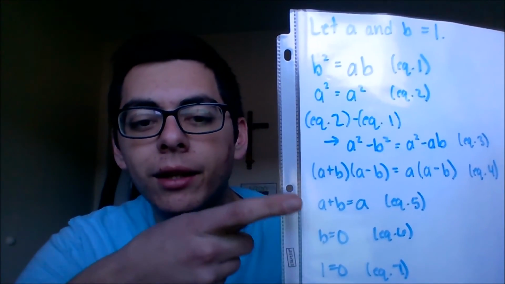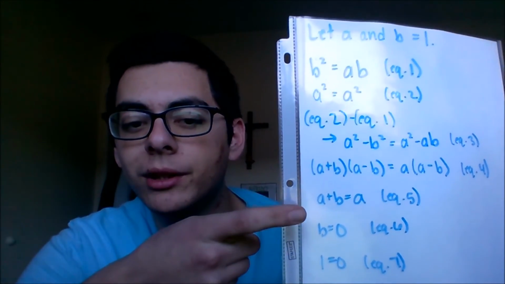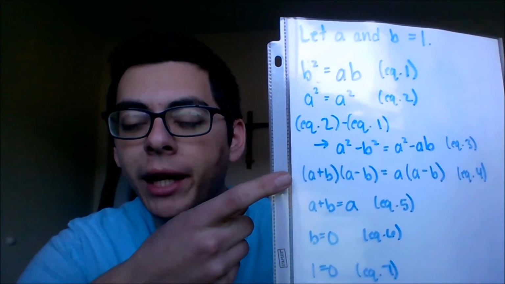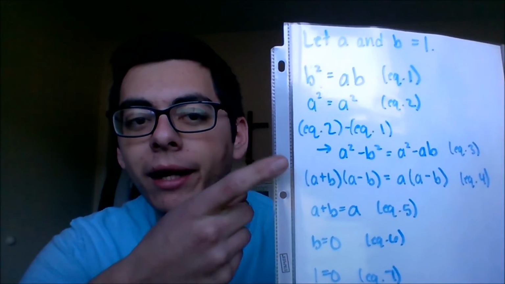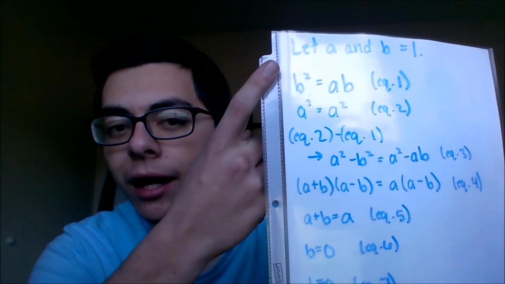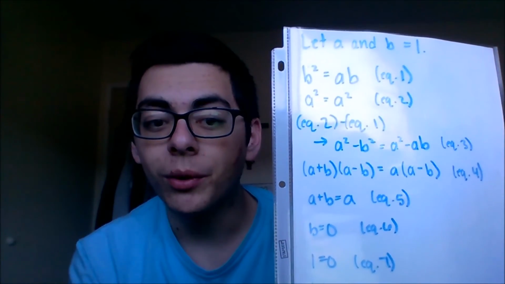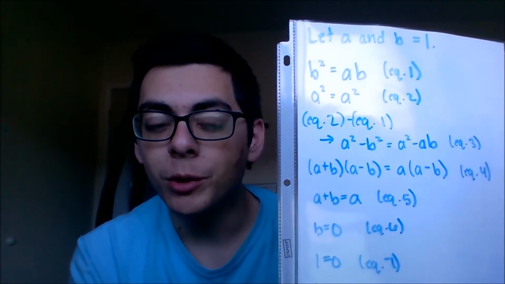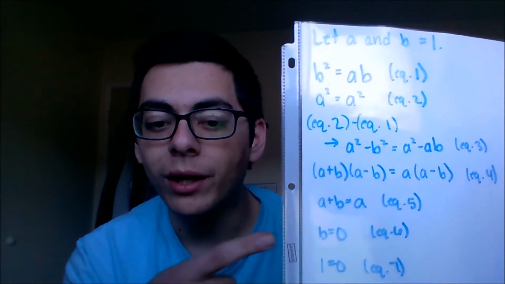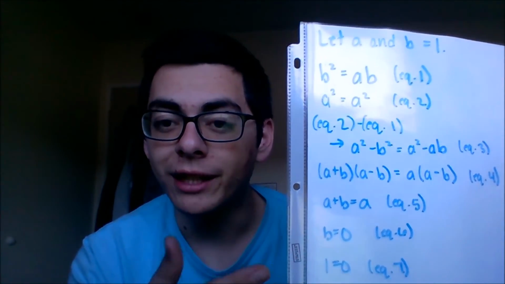So when we go from equation 4 to equation 5, we divided by A minus B. But from the very beginning we said A and B are both equal to 1, so then A minus B is 0. So when we divided 0 to both sides, we got that 1 is equal to 0, which clearly is not true. So in this proof, dividing by 0 let us prove that Winston Churchill was a carrot.